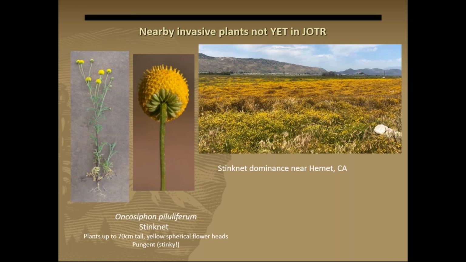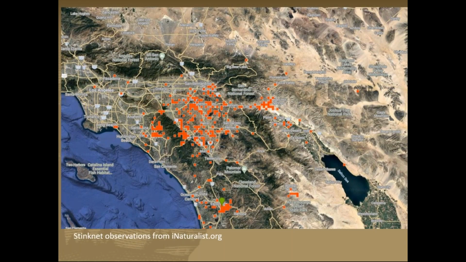Stinknet, the picture on the right, is near Hemet. All that yellow that you see is stinknet that's taken over. In the western part of the Inland Empire, the non-desert part, stinknet has become really abundant in the past few years, and it's starting to spread into the desert. This map here is from iNaturalist. This is showing the distribution of stinknet.